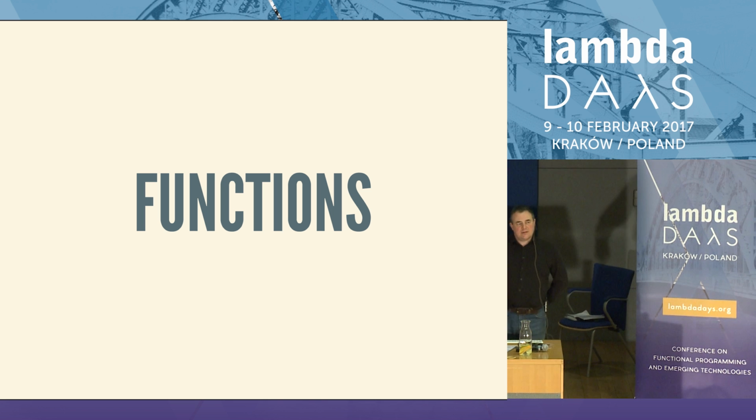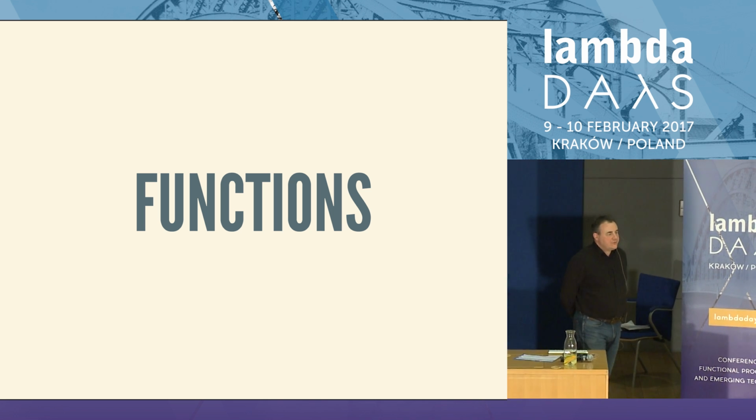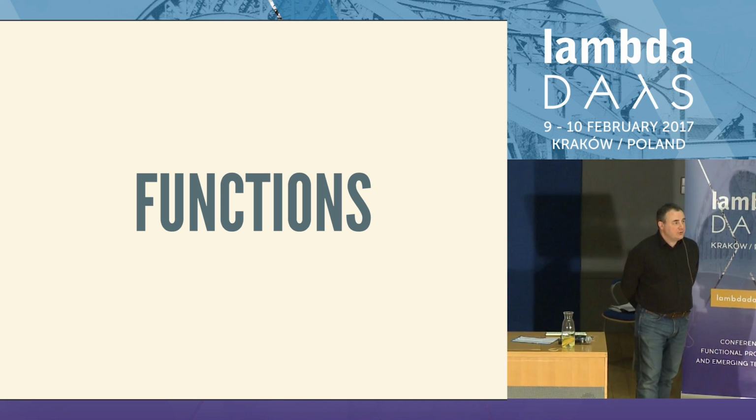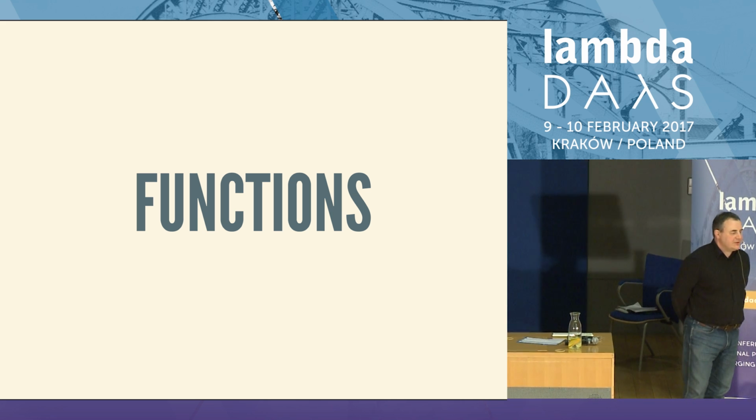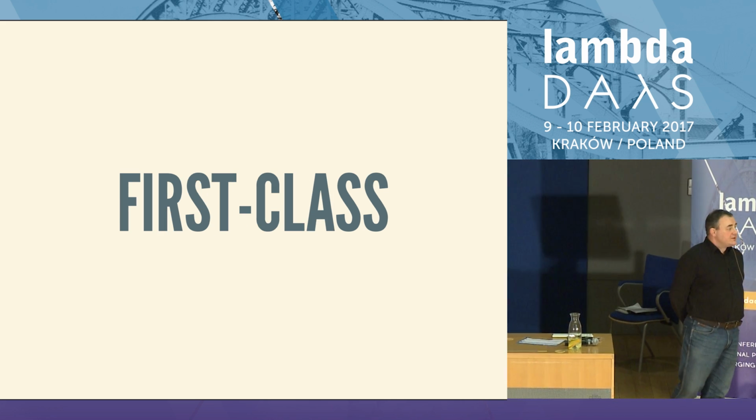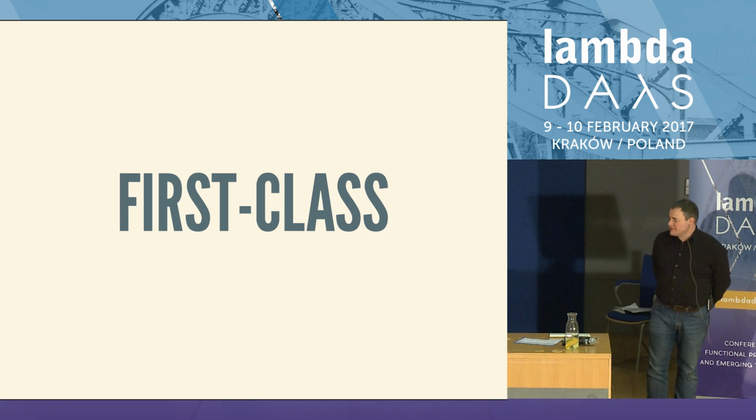There are two things that functions have to do in a functional programming language to enable all those nasty tricks. This being first class and pure. How does Rust achieve that?